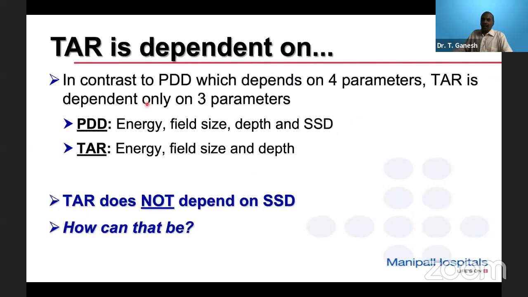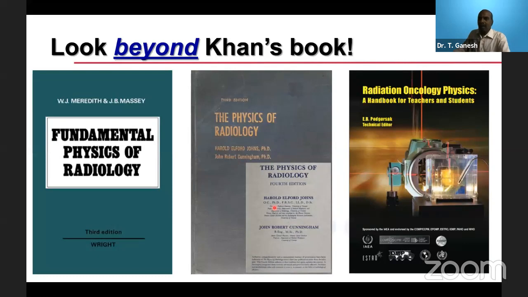So now comes another important difference between the PDD and the tissue air ratio. PDD is dependent on energy, it is dependent on the field size, it is dependent on the depth, and it is also dependent on the SSD. We had already seen all these things. But tissue air ratio, while it is dependent on the energy, field size, and depth, is not dependent on SSD. It is independent of SSD. Now the question is, how can that be? Here comes another interesting question. How can that be? Look beyond Khan's book.